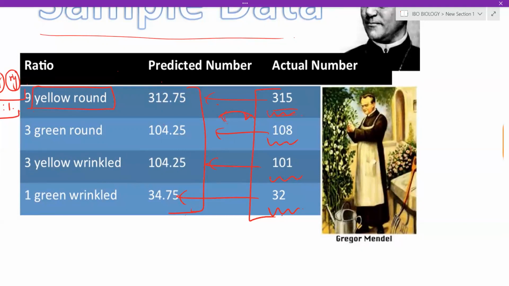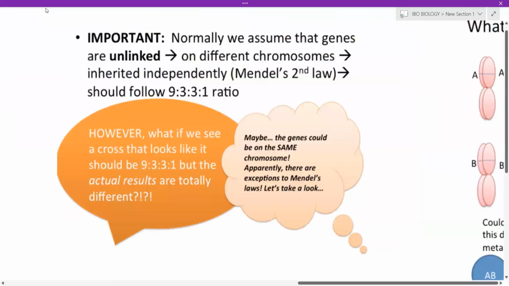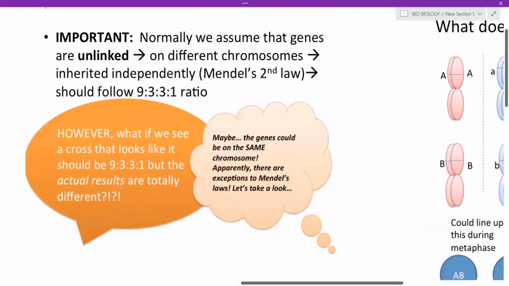So if they are very close, then that means Mendel was right. Mendel's law of independent assortment was right. That means that the gene that determines the shape and the gene that determines the color assort independently and they are not influencing one another. They're not linked together. Now, important: we assume that the genes are unlinked, on different chromosomes. This is what unlinked means, and they're inherited independently.